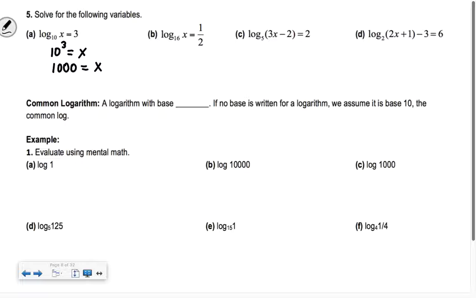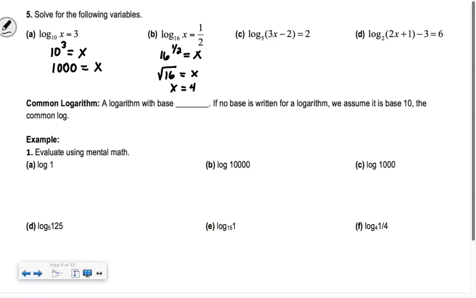So the next one, 16 to the 1/2 is equal to x. If you remember, 16 to the 1/2 is the square root of 16. So x is 4. Perfect. You actually can't take the log of a negative, so you wouldn't be able to say plus or minus 4. So, and we'll talk about that in a second.